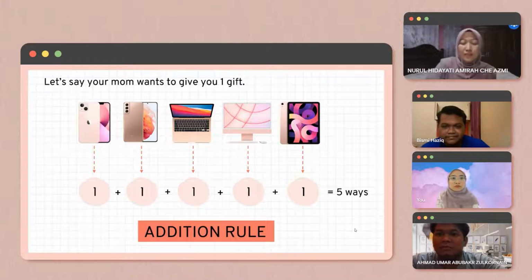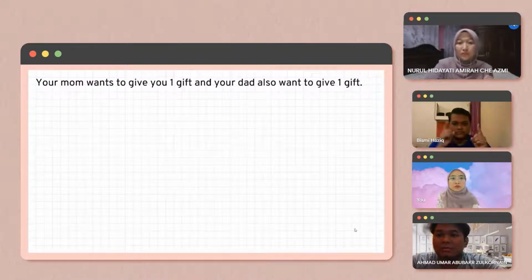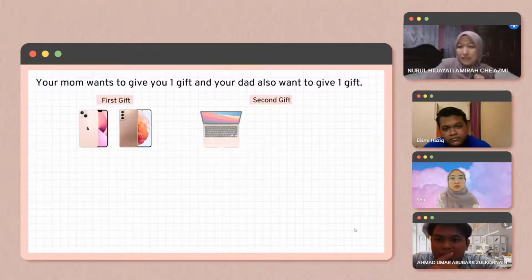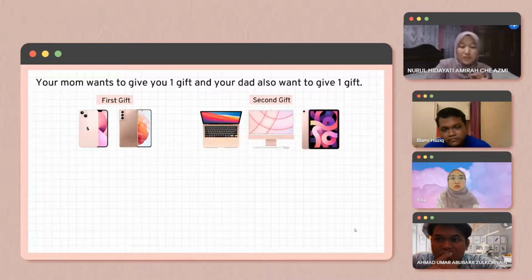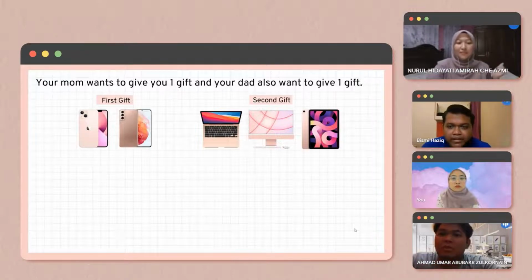Let's say you have another situation. Your mom wants to give you one gift and your father also wants to give you one gift. So now you have 2 gifts, right? Let's say your mom wants to give you a smartphone, either an iPhone or a Samsung. And your father wants to give you a second device, which is a laptop, PC or tablet. Do you think we apply the addition rule in this situation? Maybe. Oh, I don't know, because there are too many ways.